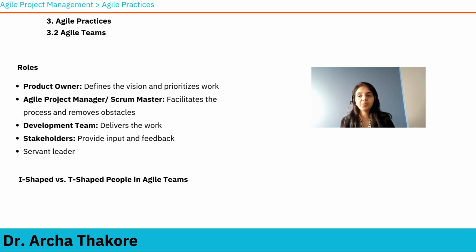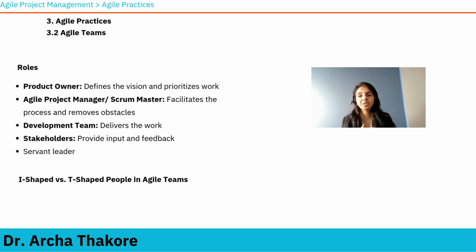I shaped people mean people who are experts in one area, but they don't usually contribute outside their specialty. So they are expert in just one area. T shaped people are experts in one area but also have a fair understanding or a working knowledge of other areas. In an agile context, T shaped people are more useful, for lack of a better word, add more value, because they can collaborate effectively across different functions.